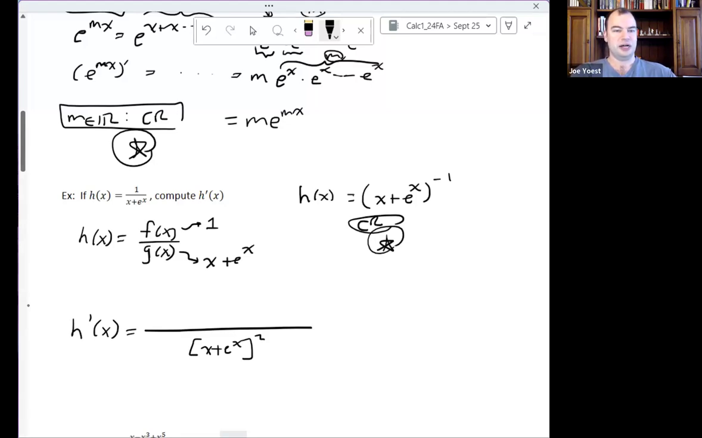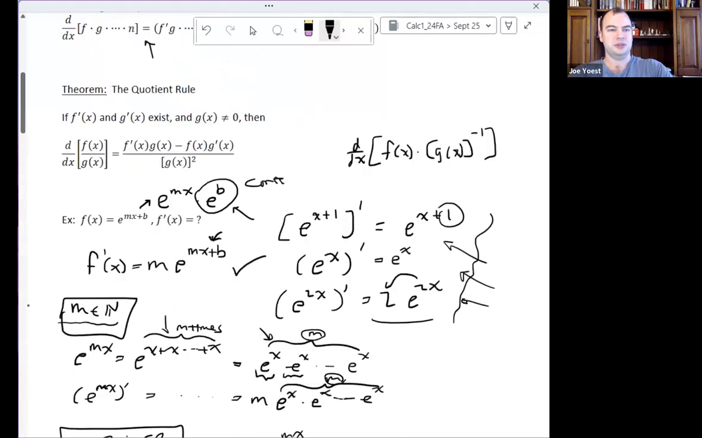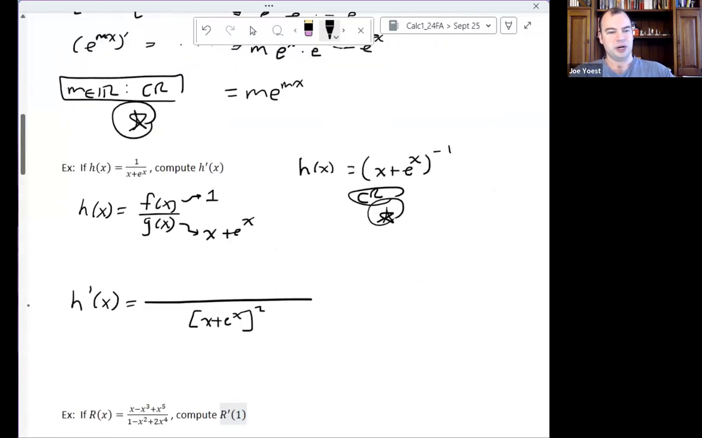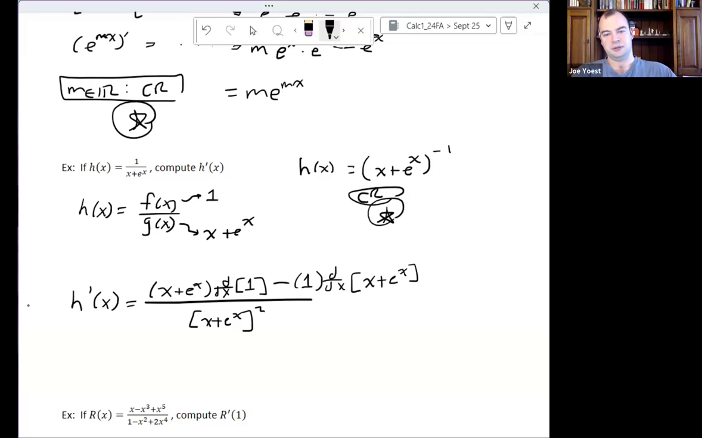Okay, so I have my over the bottom squared. And what does my quotient rule say? Well, it says I need bottom derivative of top. So bottom times the derivative of the top, d by dx of the constant function 1, minus top. Well, that's just my constant function 1, derivative of the initial bottom, x plus e to the x. Okay. Well, the derivative of a constant function is just 0. So this entire first term is 0.